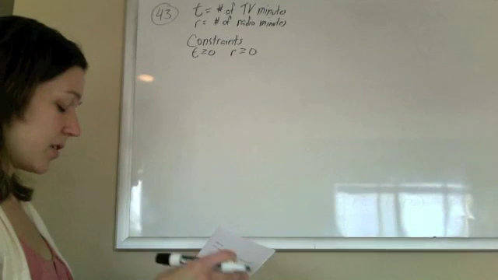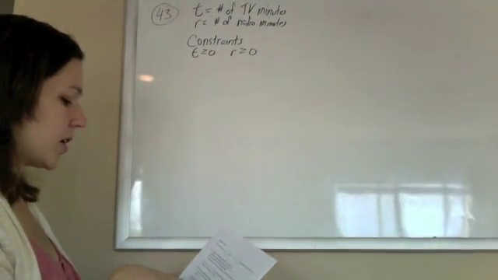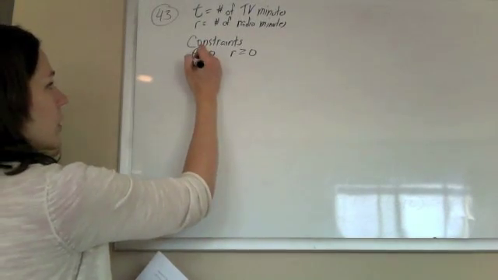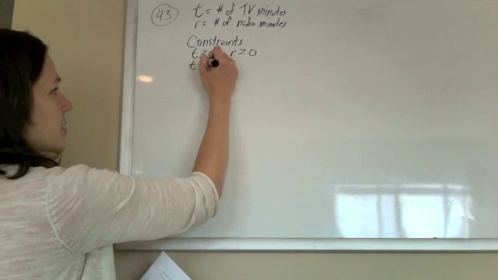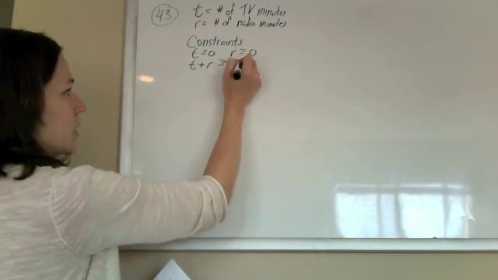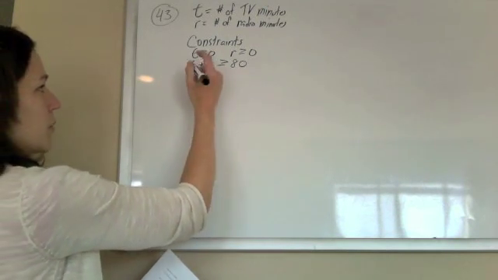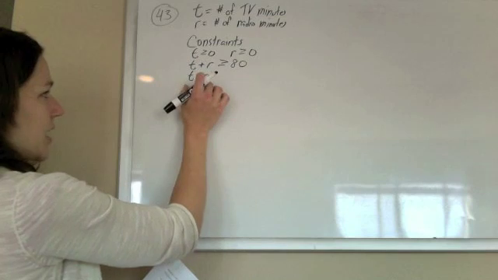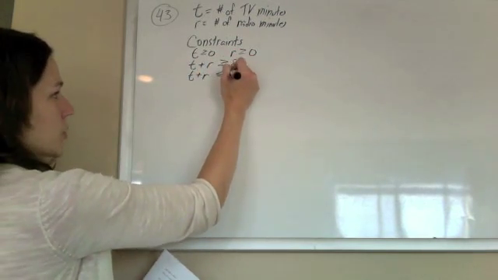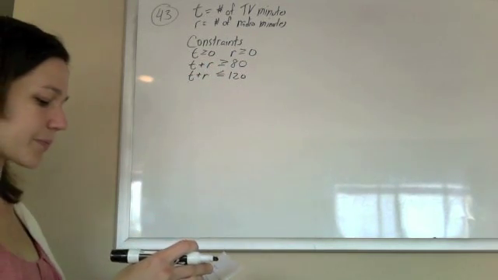And the first sentence says he wants at least 80 minutes and at most 120 minutes of total ad time. So the TV minutes plus the radio minutes has to be at least, so greater than or equal to 80. At least 80 minutes, but the total ad time, the television plus the radio, is at most 120. So t plus r is less than or equal to 120.